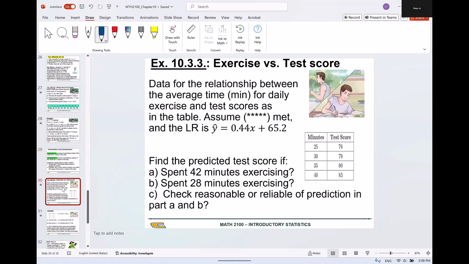So another example here: exercise and test score. We just assume that the assumptions are met. You collect data on minutes of exercise and test score. Okay, so you have 4 observations here, and the equation we already give you. So find the predicted test score if you spend 42 minutes exercising. In this case, the 42 minutes is slightly outside the range. So it's still okay to plug in, right? It's okay to plug in.